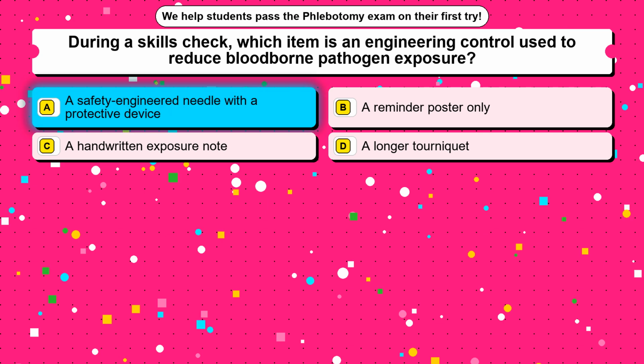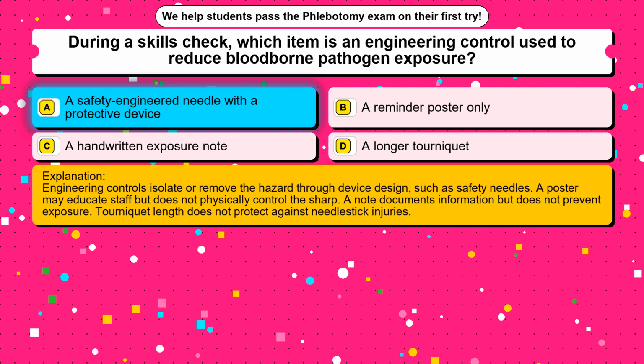The correct answer is option A. A safety engineered needle with a protective device. Engineering controls isolate or remove the hazard through device design, such as safety needles. A poster may educate staff but does not physically control the sharp. A note documents information but does not prevent exposure. Tourniquet length does not protect against needle stick injuries.